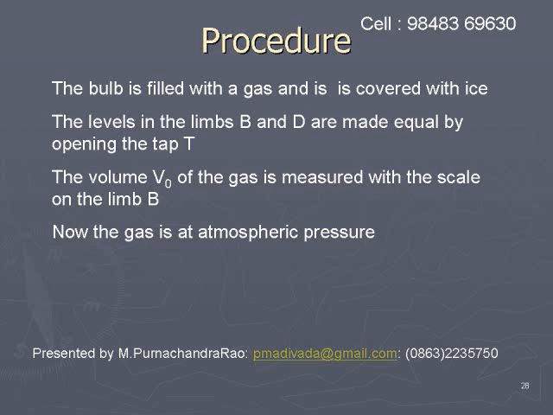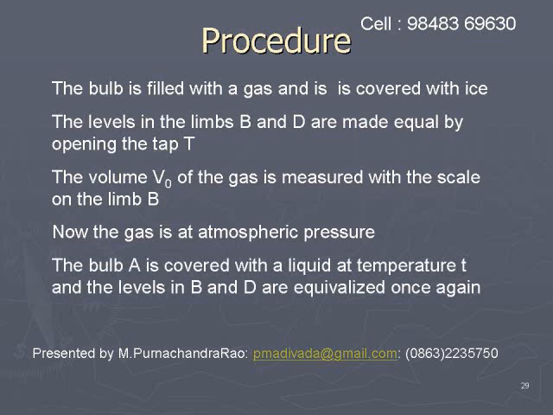Now, the gas is at atmospheric pressure. The bulb is covered with a liquid at temperature T. The spherical bulb A is covered with liquid at temperature T, and the levels in B and D are equalized once again. Once again, the volume Vt of the gas is measured. This volume is also at atmospheric pressure because the levels are equalized.